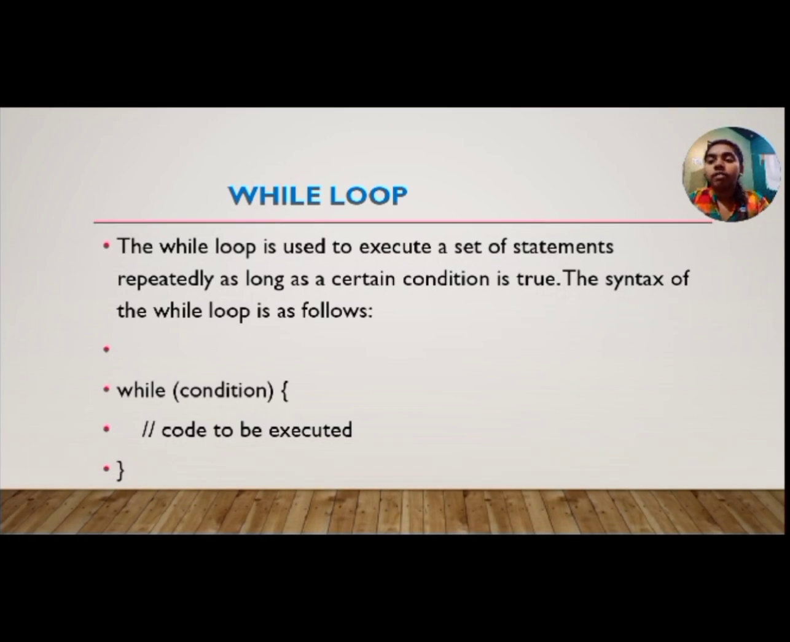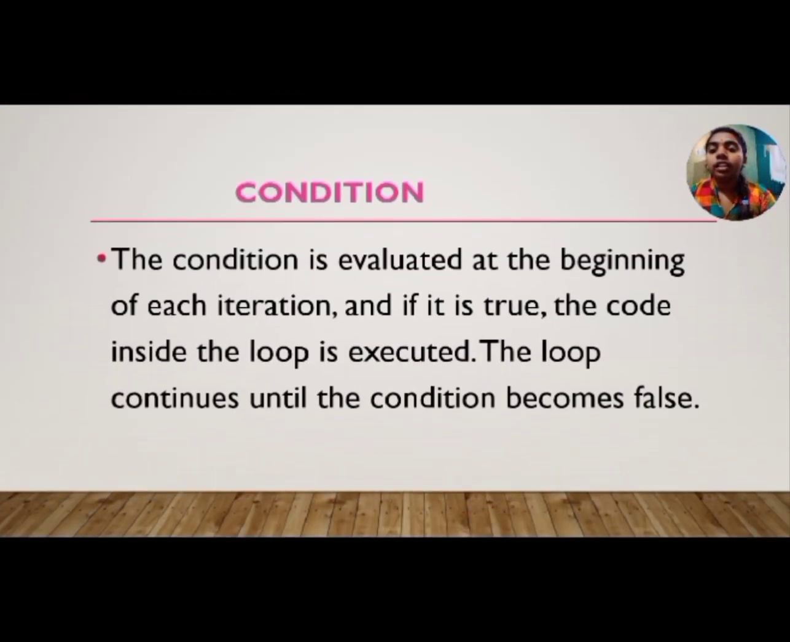And the second type is the while loop. The while loop is used to execute a set of statements repeatedly as long as a certain condition is true. The syntax of the while loop is as follows. while (condition) { code to be executed }. If the condition is true, the code inside the loop is executed. The loop continues until the condition becomes false.